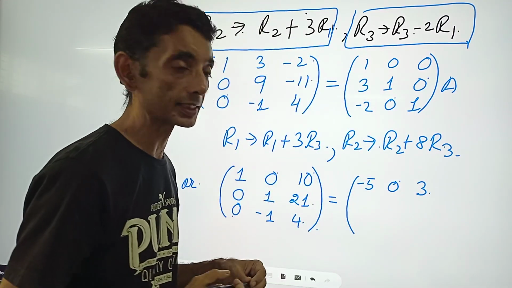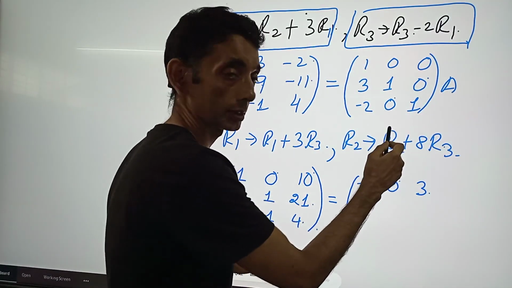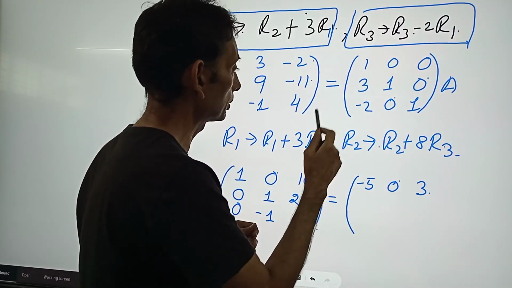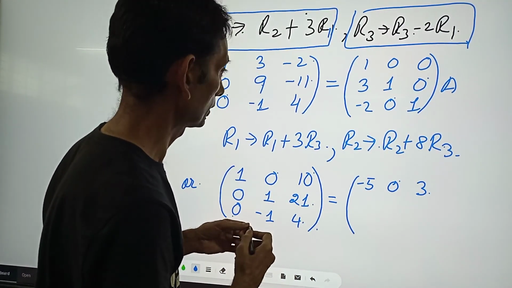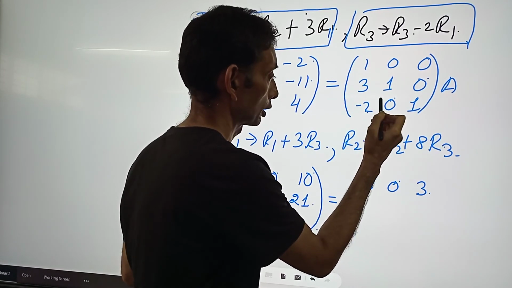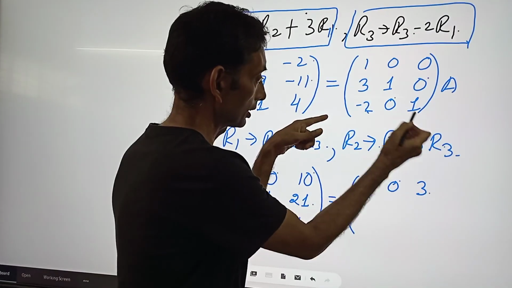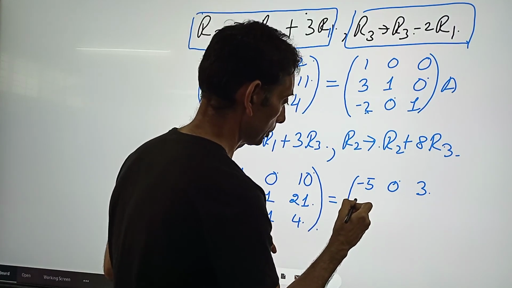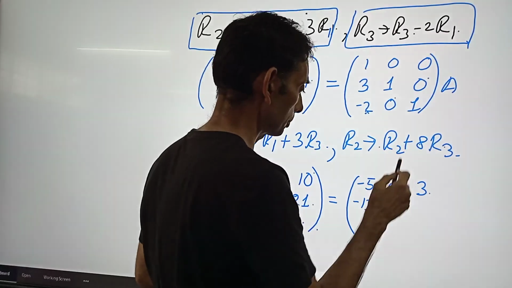Now let us see the changes in R2. We are multiplying the third row by 8. If you multiply this one by plus 8, 8 times 2 is 16, -16, and you are adding with 3. R2 is this 3, and -16 plus 3. So this number will be -13. It has to be -13. There should not be any change here.